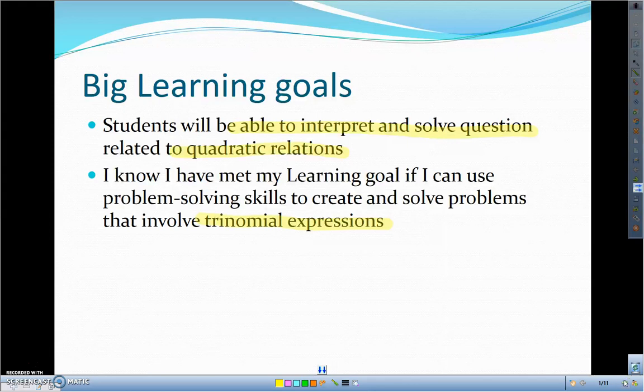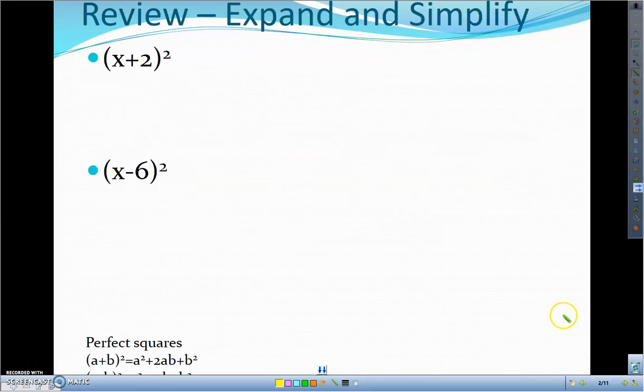Just a quick review of what you should know before you do this lesson, which is to expand and simplify these things here, which are considered to be perfect squares. And at this point, I'd encourage you to pause and try and do them.